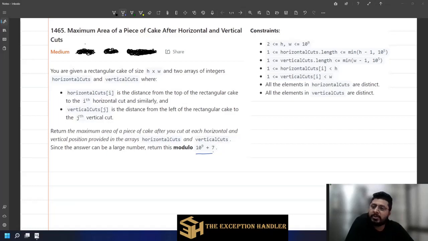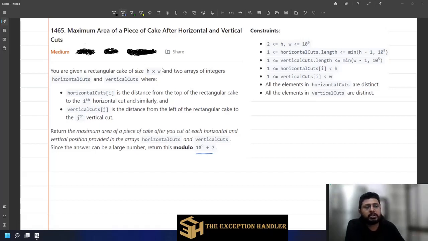Hello friends, today in this video we'll try to solve the question from LeetCode, that is the maximum area of a piece of cake after you apply horizontal and vertical cuts. The difficulty level mentioned for this question is medium. Now let's start by understanding the problem statement and the constraints given to you.